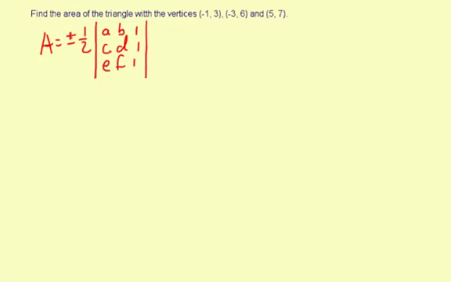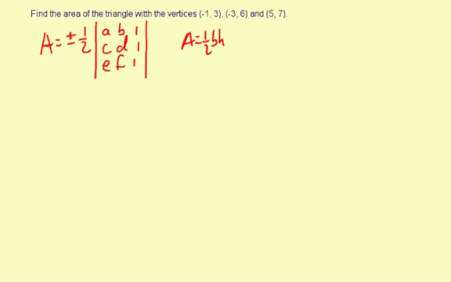Now A, B, C, D, and E, F represent the coordinates of the vertices. So for example, (-1, 3) could be used as A and then B. This is kind of like the formula area equals 1/2 base times height. Notice that there's a 1/2 for both situations. So this determinant is kind of like base times height.